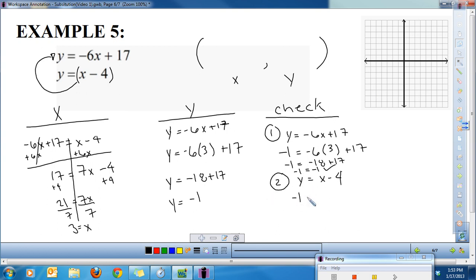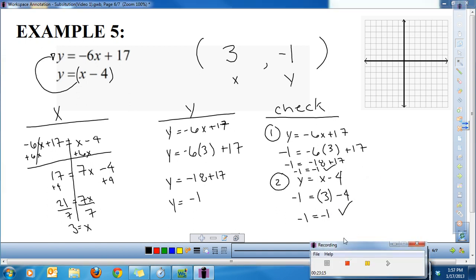Let's see if this one works. I think that y is negative 1. So is negative 1 equal to x, which is 3, minus 4? Well, 3 minus 4 is negative 1. They both work. So my solution is correct. X is 3 and y is negative 1. All of these examples are asking you to solve this system. And if we graphed any of these, we would see that they cross at that same point, just like that first example we did.